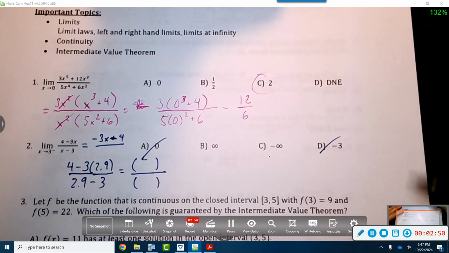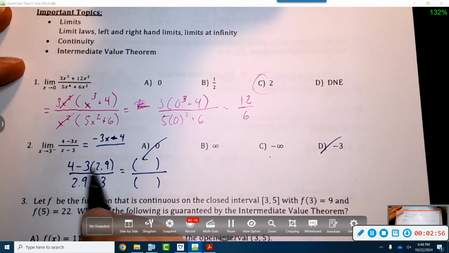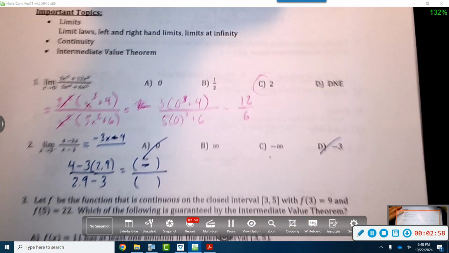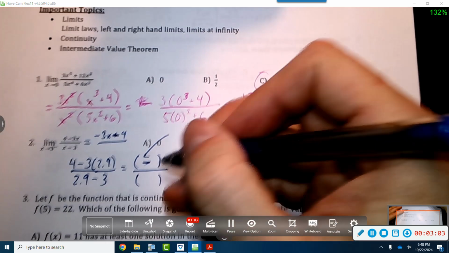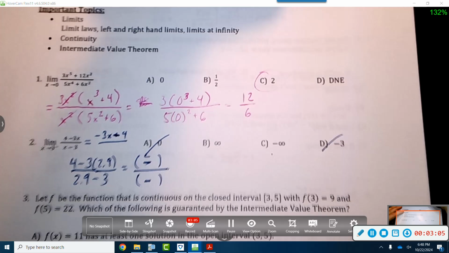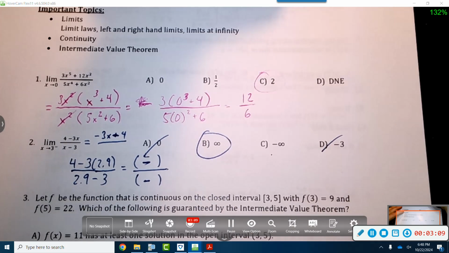So let's see here. This is a 4 minus 3 times, now this is almost 9, so 4 minus 9 is going to give us a negative number no matter what. And this right here is going to give us a negative small number. So a double negative actually means that it's positive. So therefore it's going to be positive infinity.